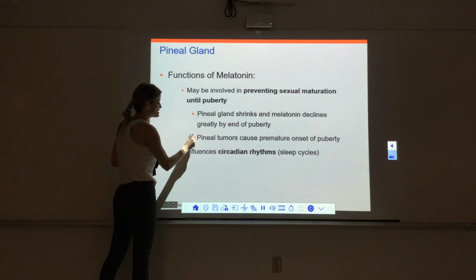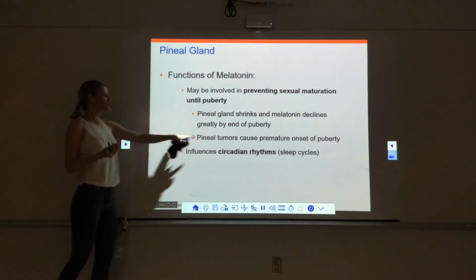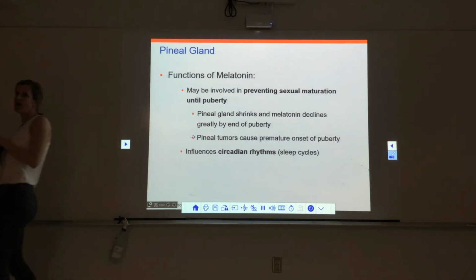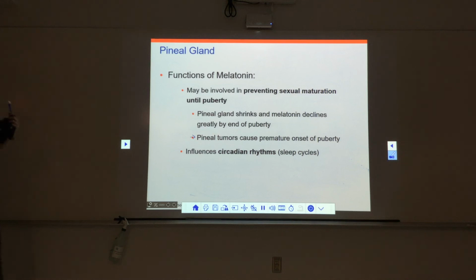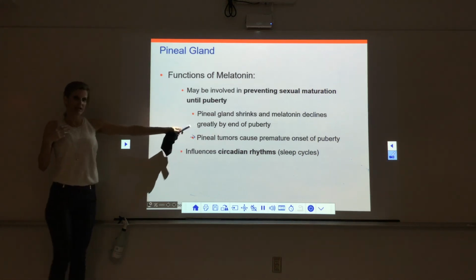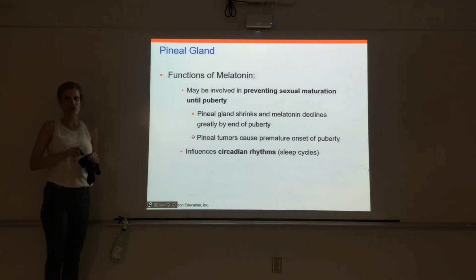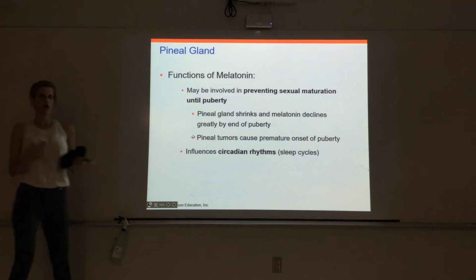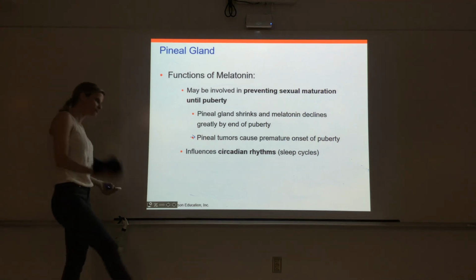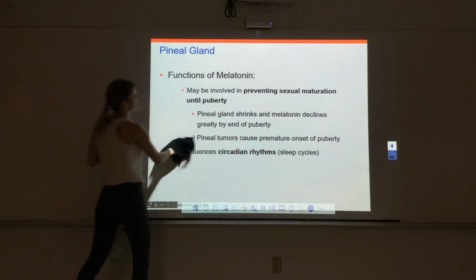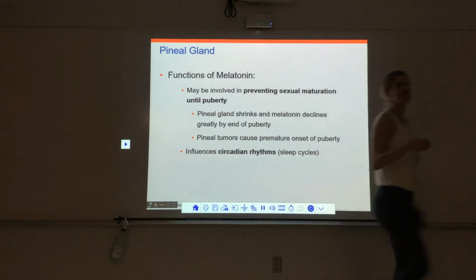However, what we also see, and this one is kind of more important in my eyes, is that when we have pineal tumors, that can cause premature onset of puberty. So if we have tumors or issues in the pineal gland that inhibit the melatonin that it secretes, you can see puberty develop in a very, very young kid. So without melatonin, puberty develops earlier than it should. So there's some sort of correlation there between melatonin production, pineal activity, and the onset of puberty. And then we already mentioned that it influences our circadian rhythms, specifically the sleep cycles.